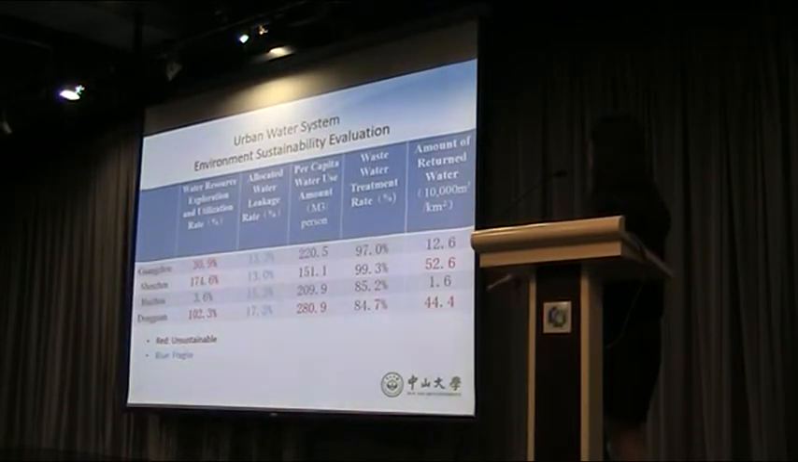So we can see that for the water resource exploitation and utilization rate, Guangzhou, Shenzhen, and Dongguan exploit too much water, stronger than the system can sustain. And for the allocated water leakage rate, they are pretty fragile, meaning that the pipeline network has some problems. We may need some redevelopment in the near future.